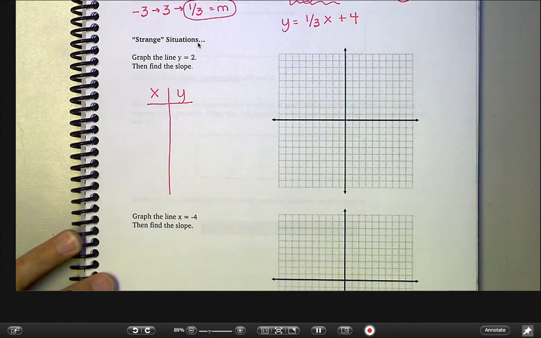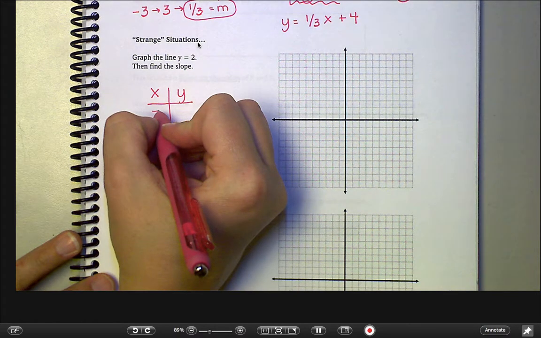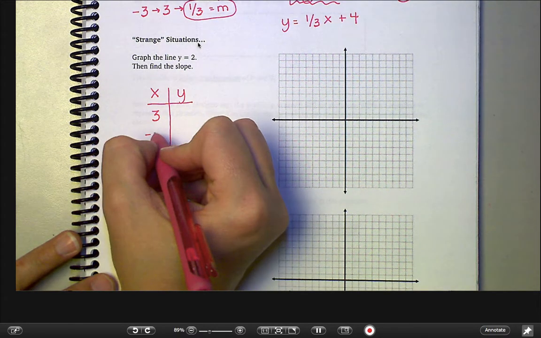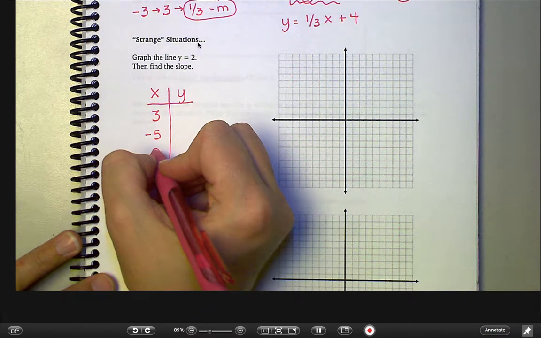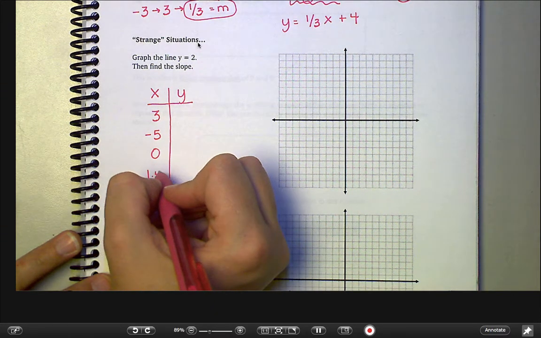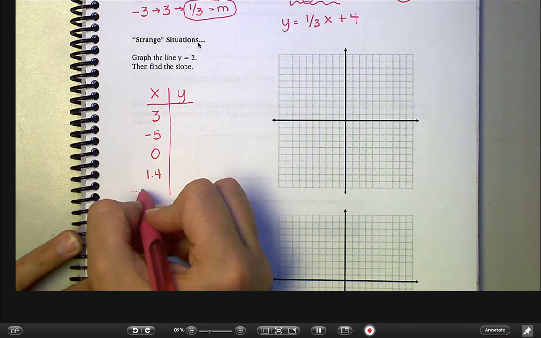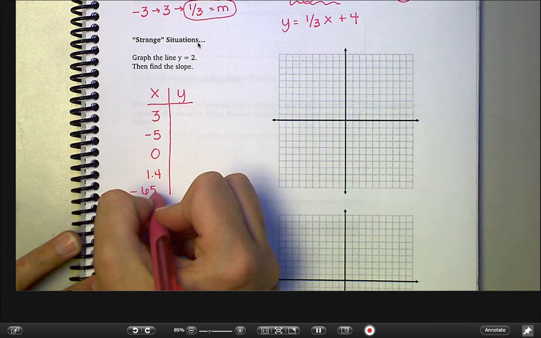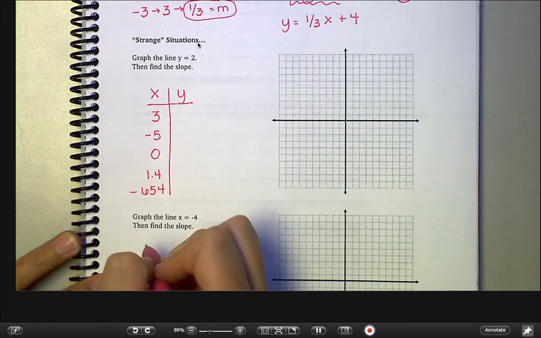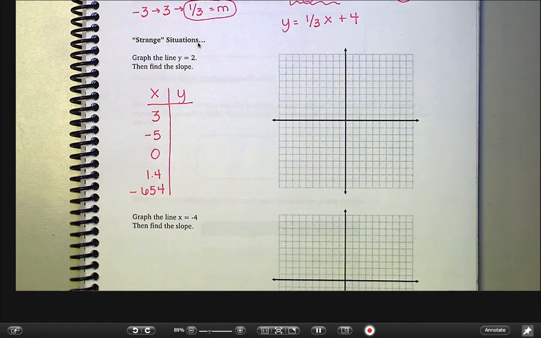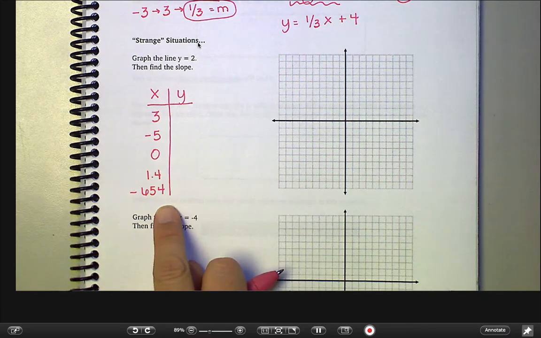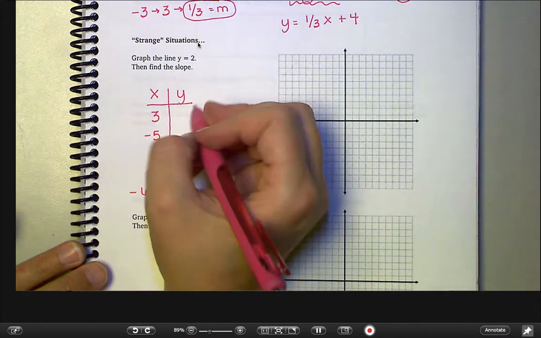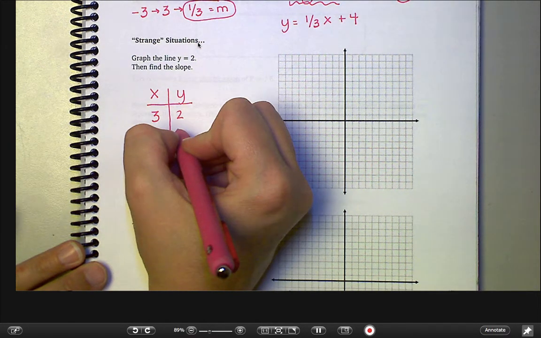Okay? So x could be a nice happy whole number, x could be a negative number, x could be 0, x could be a decimal, x could be something really, really large, I should say. Okay? And no matter what x is, y is always going to be 2.